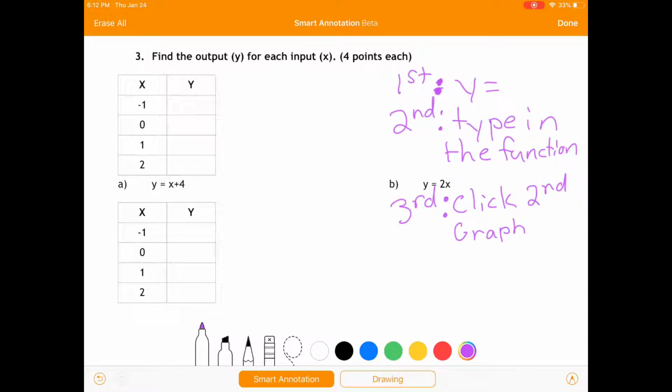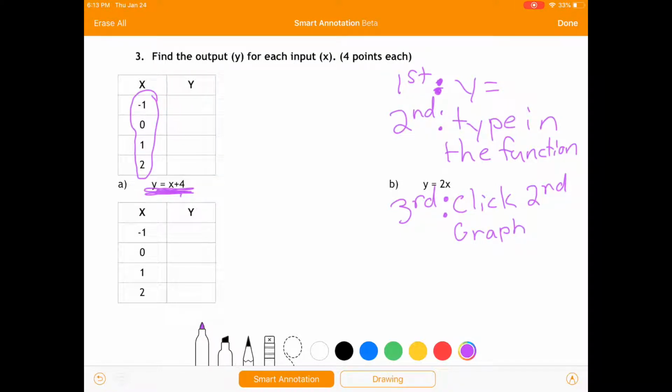Once you get to your table, you should be able to get all of these values. I'm going to do this pretty quickly because we did this during class. Again, you're clicking y equals, typing in the equation that's given, and then hitting second graph and finding where all of these x values are, and seeing what the y values are. So you go to your -1 and figure out what your y value is. Go to 0, what is y? Where x is 1, what is y? And so on and so forth.